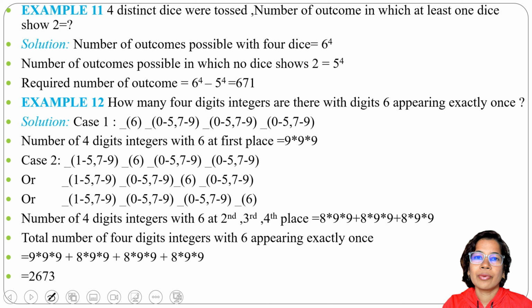I discussed a total of 12 examples of product rule and sum rule. In the next lecture, I will discuss permutation.